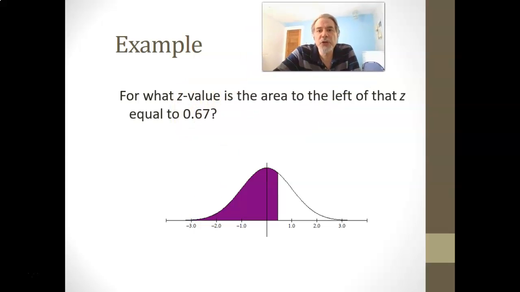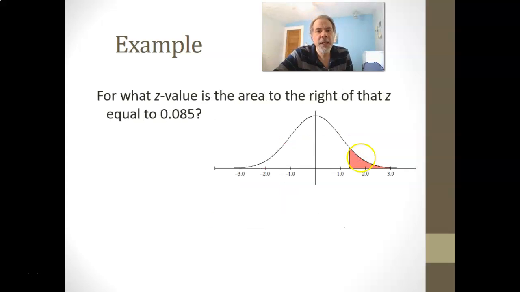So here's another one to try. For what z value is the area to the left of that z equal to 0.67? Try doing this on your calculator or your app or whatever. See if you get the answer 0.44 or something really close to that rounds to 0.44.